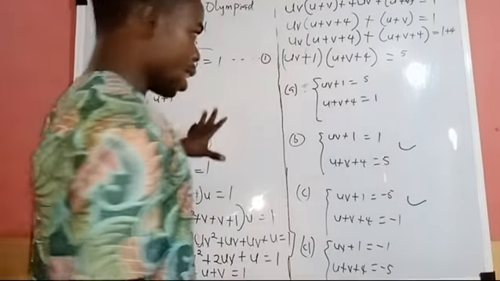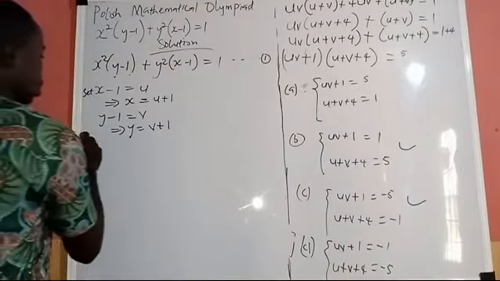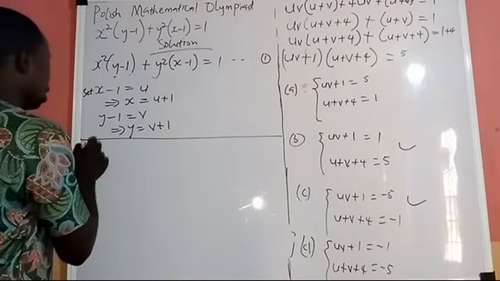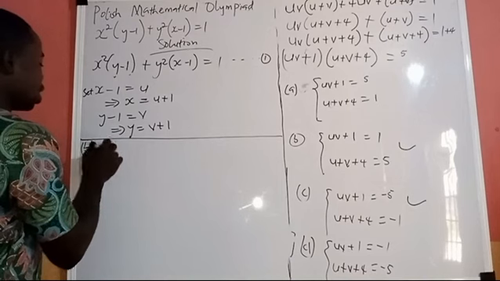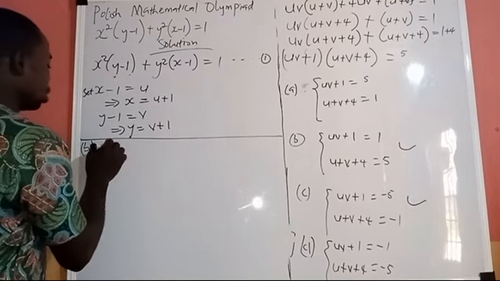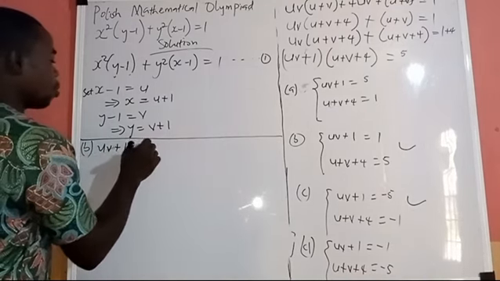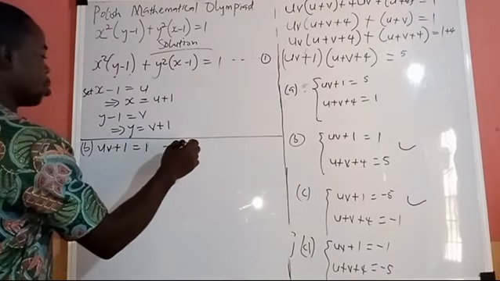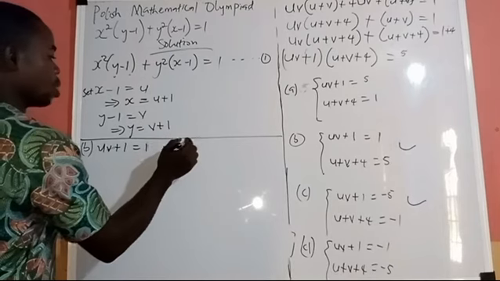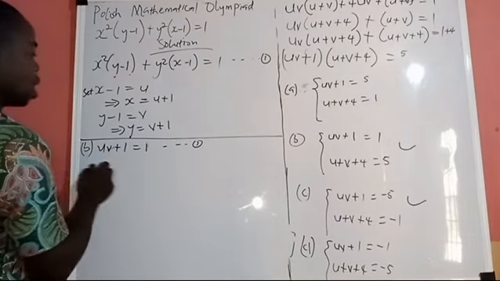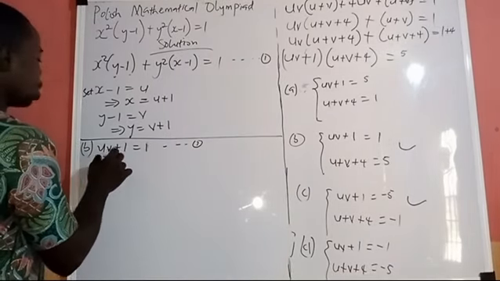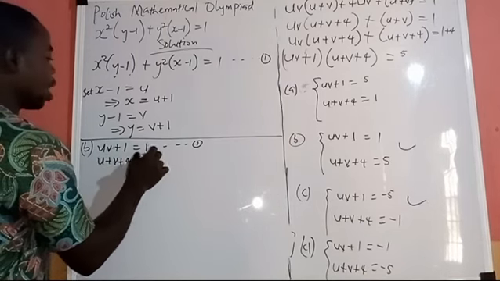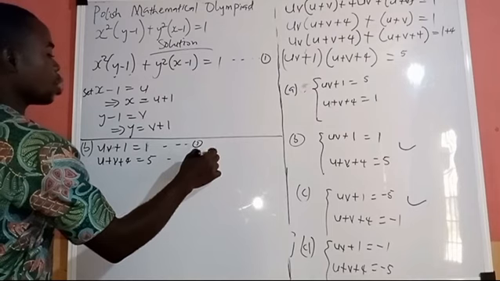So I'm just going to go ahead and clean. Let me underline here. Okay, so B says that uv plus 1 is equal to 1. So let's name this equation 1, and then the other one, u plus v plus 4 is equal to 5, and let's name this equation 2.